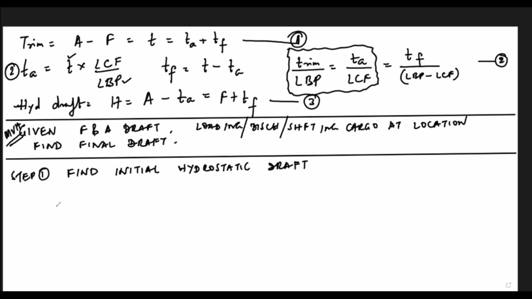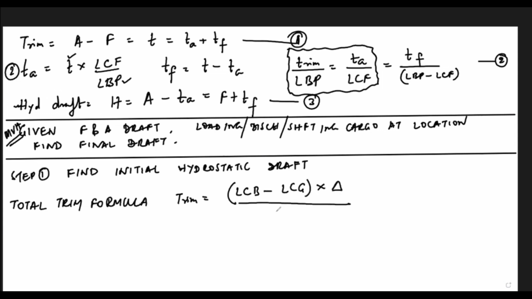Okay, next we will be using a new formula. Now the total trim formula says that trim is equal to LCB minus LCG multiplied by displacement and divided by MCTC into 100. This is called the total trim formula.